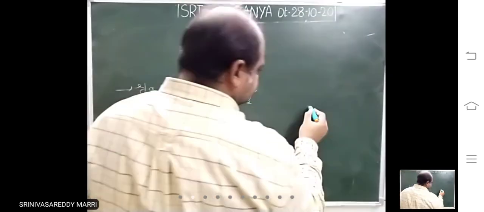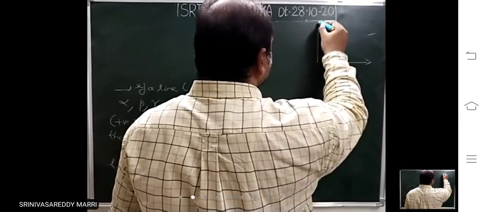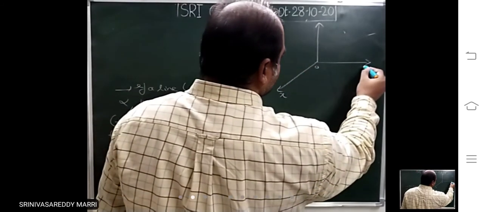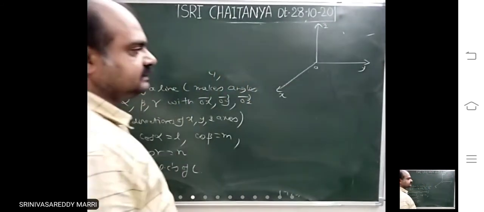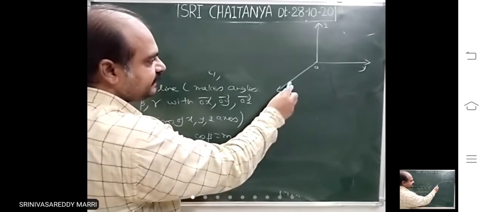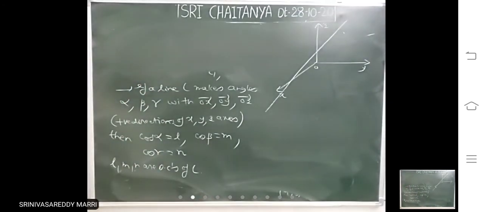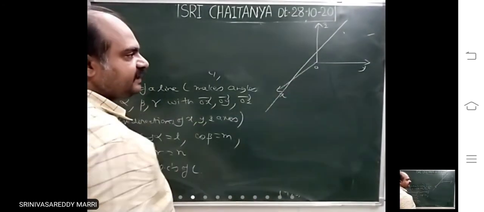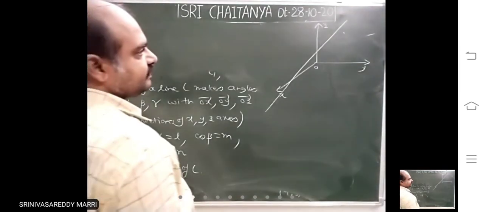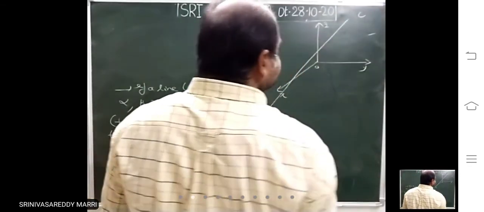Suppose a line is there like this, a line in space. That means it will not be on your paper, right? So in space, let us say the DCs of this line L are given.